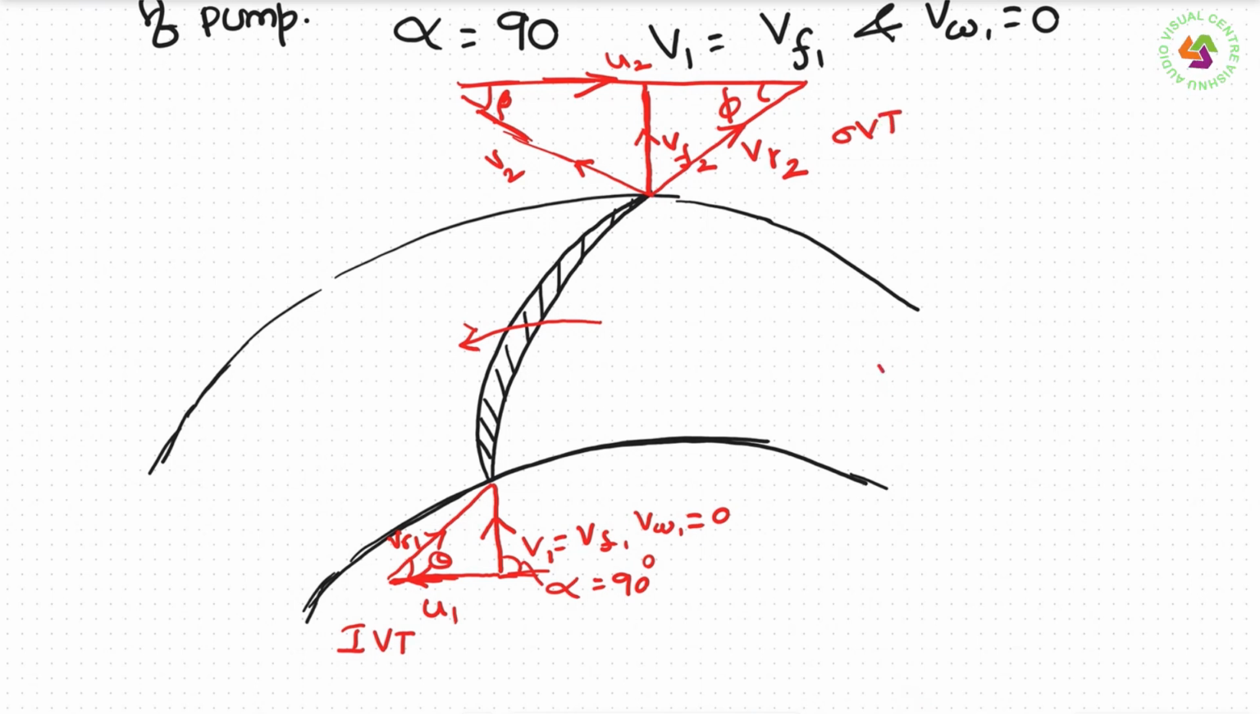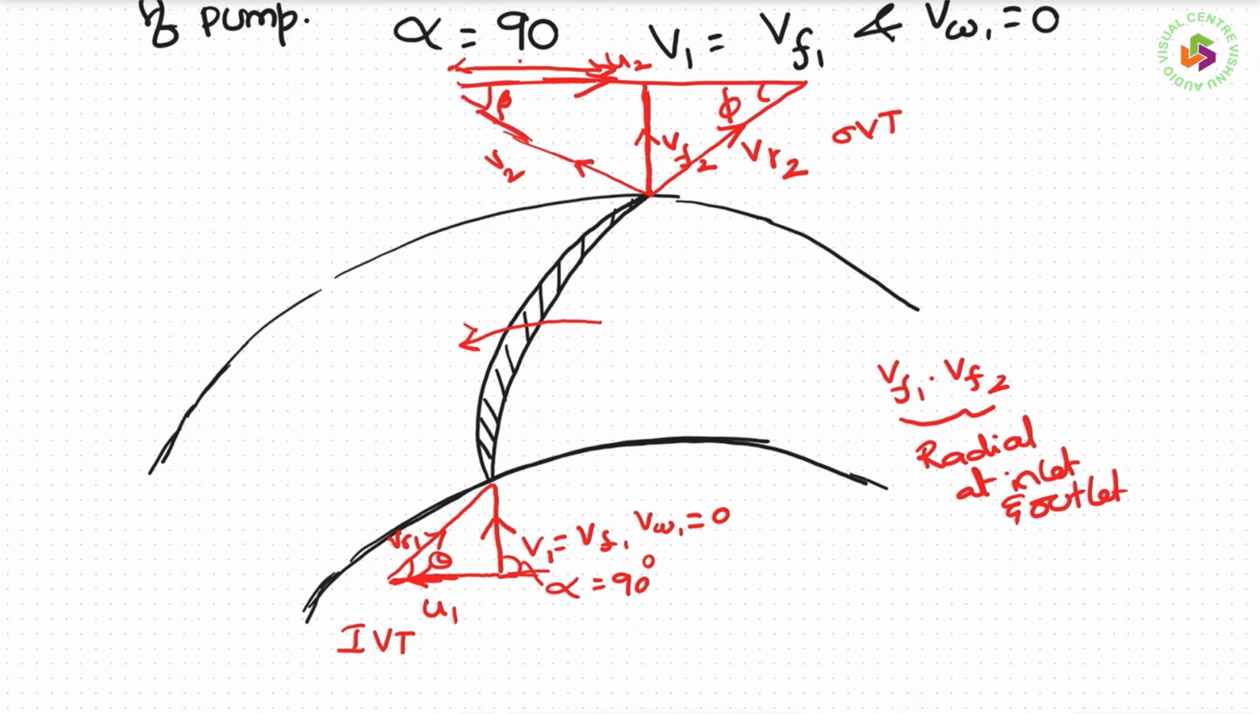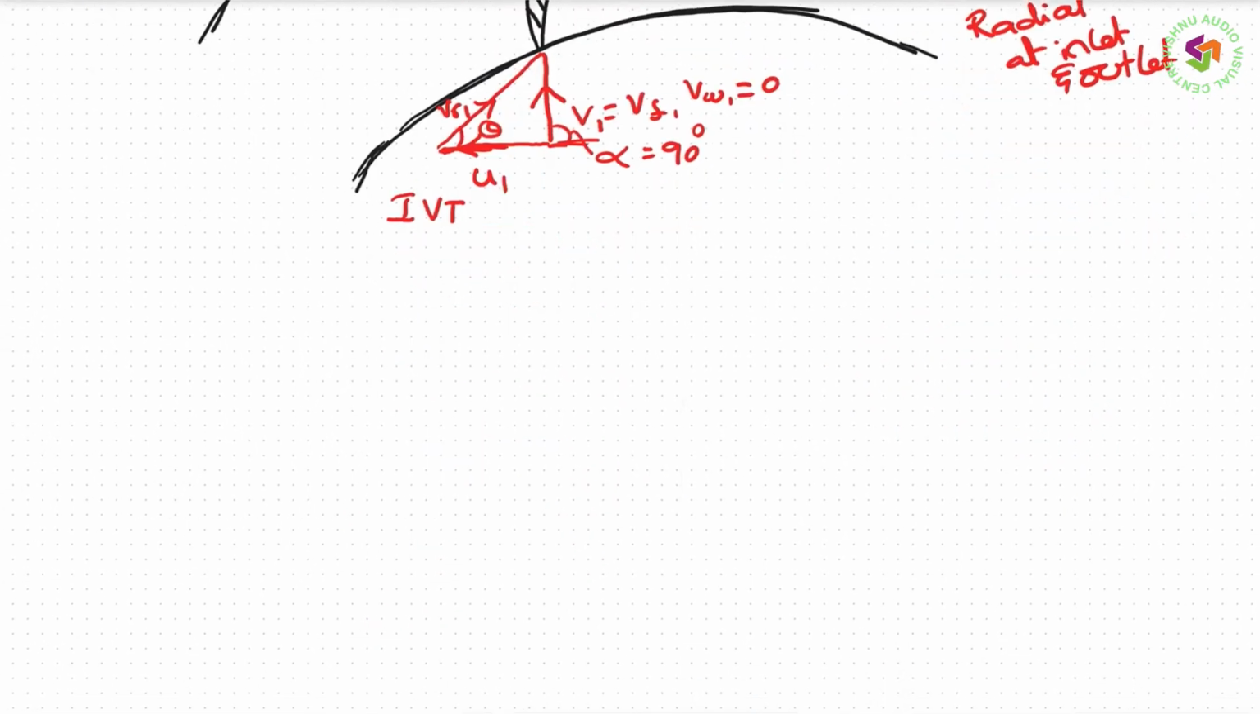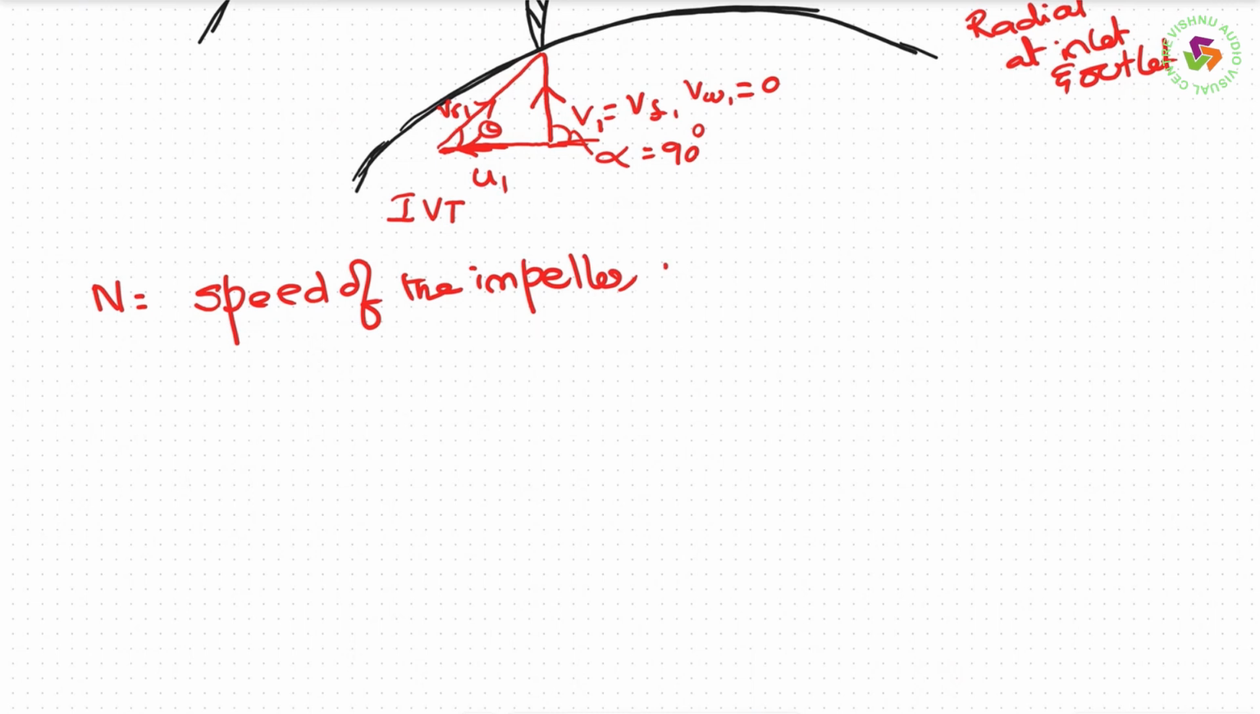Important things are Vf1, Vf2. Both, if you see, are radial at inlet and outlet. Automatically, this will become up to here. It is Vw2. Rest of the things are all same, like N is equal to speed of the impeller. N is the speed of the impeller. All same notations as in all previous machines.